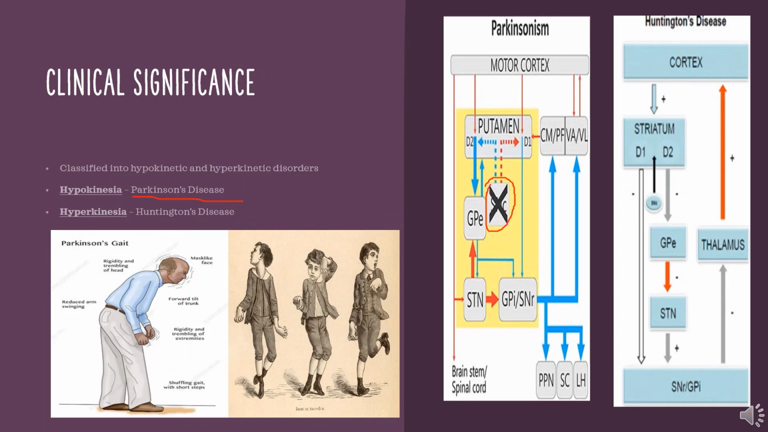Talking about hyperkinetic disorders, a well-known example is Huntington's disease, which is defined as the degeneration of GABAergic neurons in the globus pallidus external, resulting in an overall increased movement due to reduced inhibition. It is characterized by chorea, which is rapid involuntary muscle contractions, and athetosis, which is snake-like movement of the hands. Dementia and depression are also seen in Huntington's disease, and suicide is the most common cause of death.